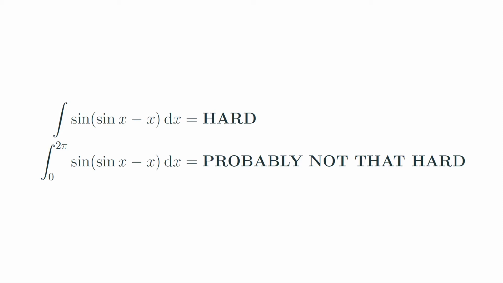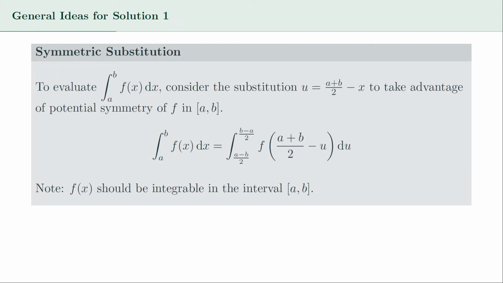So for this video, I will be presenting two solutions for this. The first one is using what I call the symmetric substitution. I'm not really sure how people call this, but I'd like to call this a symmetric substitution because with a substitution, I'm trying to exploit the potential symmetry of the integrand on the interval a, b, with a and b being the limits of integration. So the substitution I'd like to make is u is equal to (a plus b) over 2 minus x. Essentially, that's the average of the limits minus x.